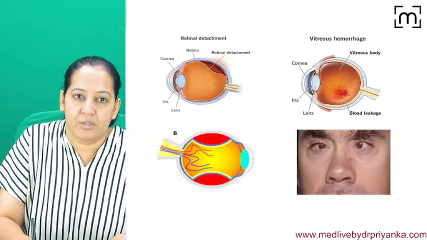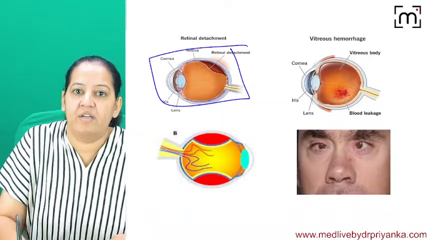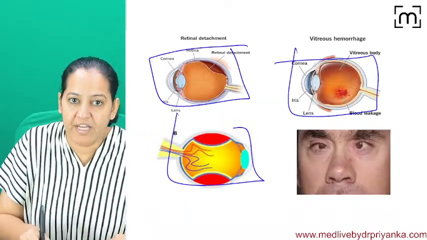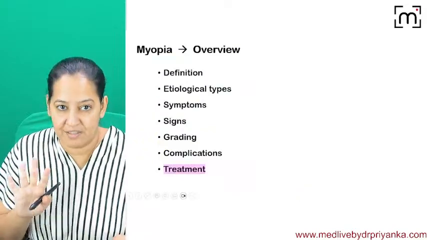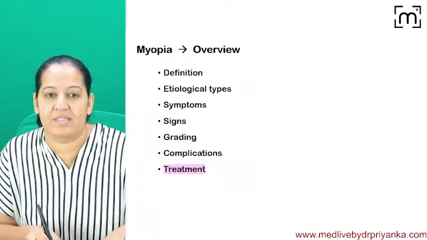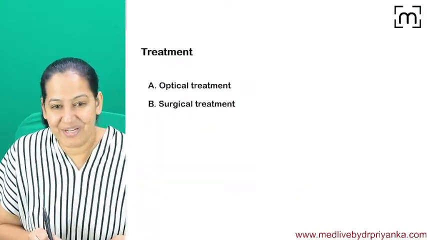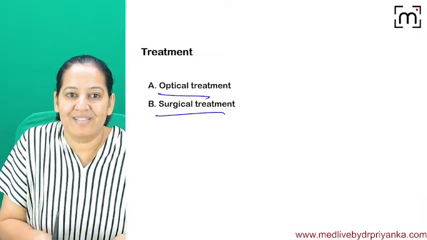You can see there is retinal detachment, vitreous hemorrhage, choroid hemorrhage, and strabismus. These are the 4 complications. Nothing to learn, everything to understand. Last is treatment. For the treatment, again the same 2 treatments: optical and surgical.